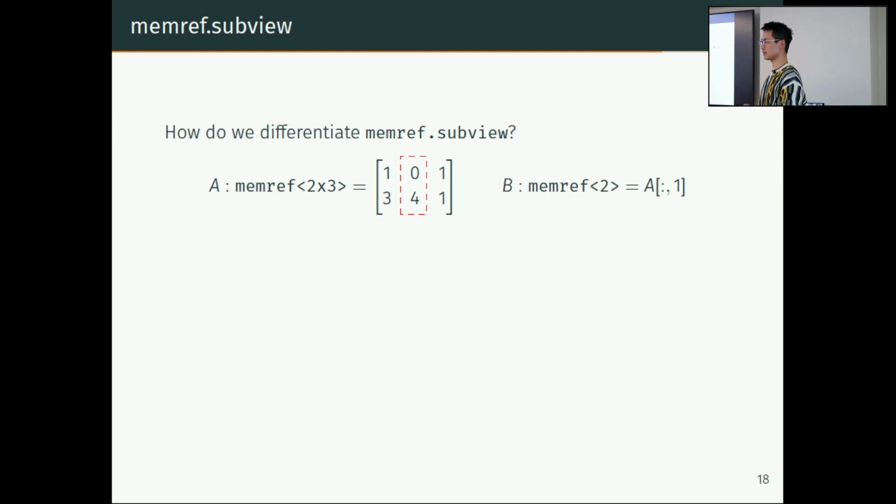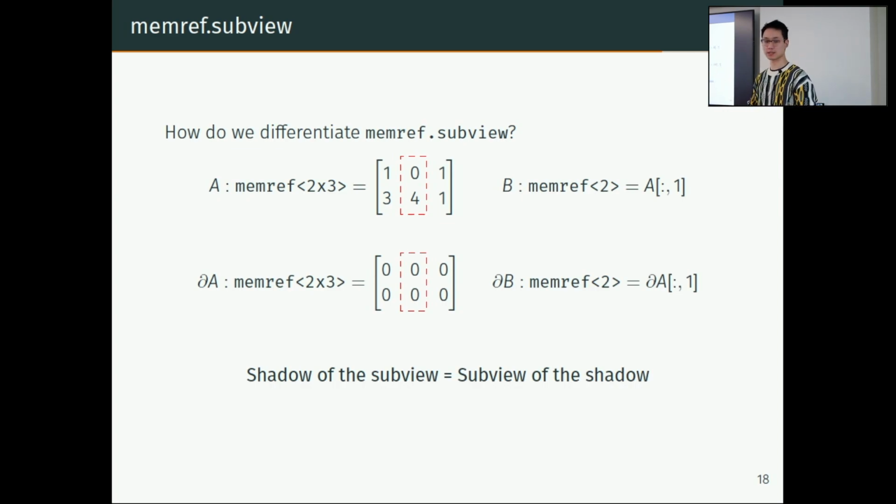Now, how do we handle this? The crucial thing to remember here is that from an autodiff perspective, B and A have the same underlying memory. So if one is written to, or crucially mutated, the other will also be mutated. We need to make sure that there is sharing happening here. And that is the key of how we will differentiate our subview op.